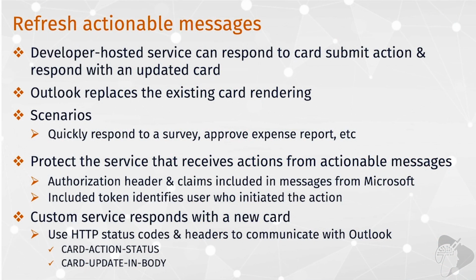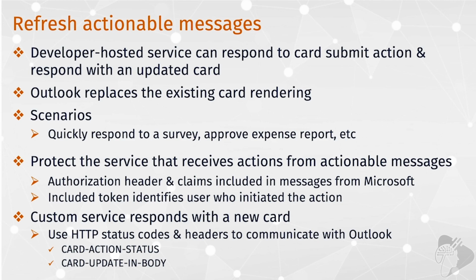The token is also going to include the identity of the recipient who initiated the action, so the person who was looking at the email. And when the service responds, if it's going to respond with a card, it must respond with a post that includes the new card. Now your service is going to respond to Microsoft 365 using HTTP status codes and headers to indicate the submission was successful or if it failed, and optionally with a status message as well. Furthermore, you can also include in the body of the message a new adaptive card that will be used to replace the existing one.